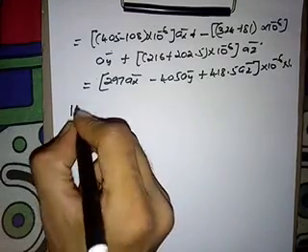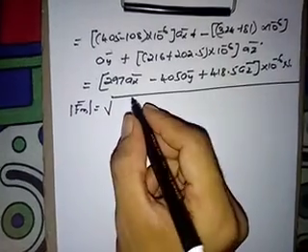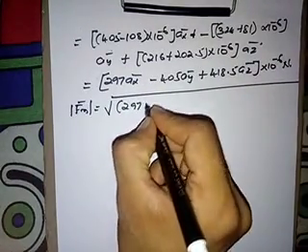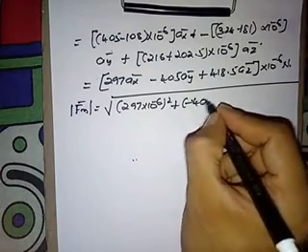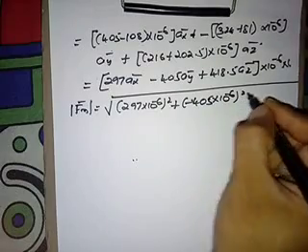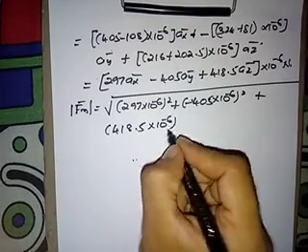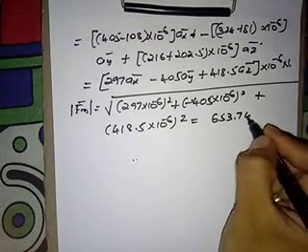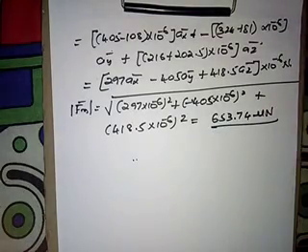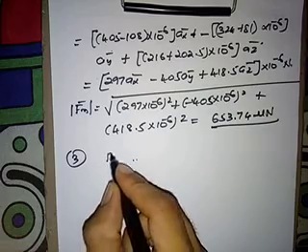So the magnitude of the force exerted is given by Fm bar equal to the square root of 297 into 10 raised to minus 6 squared, plus minus 405 into 10 raised to minus 6 squared, plus 418.5 into 10 raised to minus 6 squared. So the answer is 653.74 micronewtons.